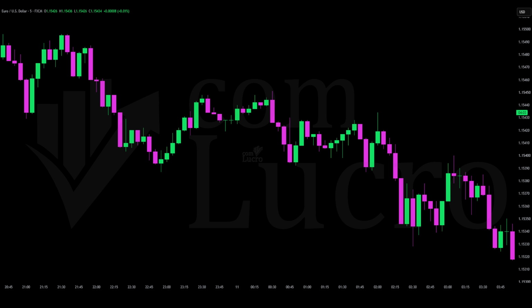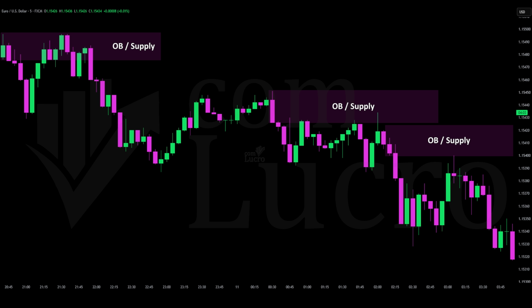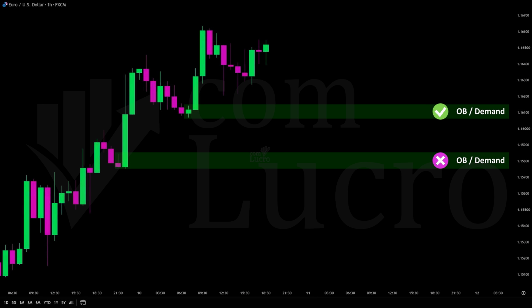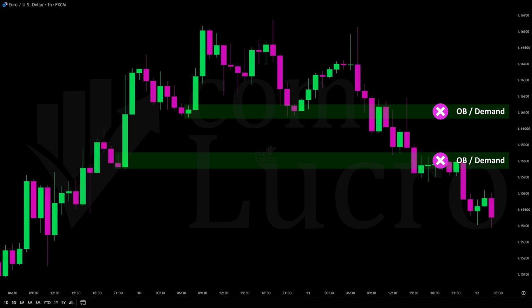Look at the eurodollar on the 1-hour chart. Inside this downtrend, notice how many times price builds a fresh order block, rejects it cleanly, and continues lower. The zones work because they're current. Now this second example, 2 order blocks. The first formed and was rejected shortly afterwards, exactly as intended. But before price ever returns to the second one, market structure and sentiment have already shifted. The zone is technically still there.